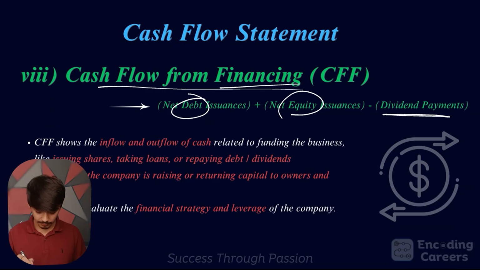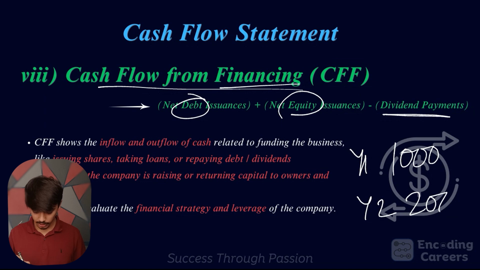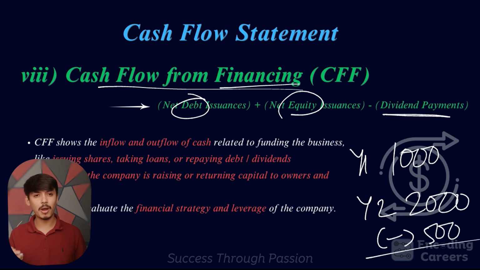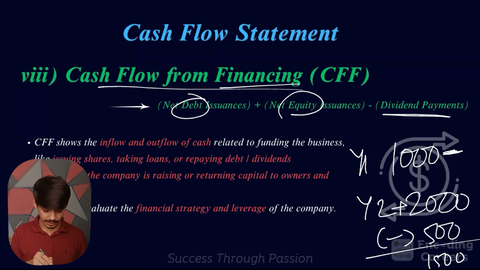So, for example, if we had a 1000 rupee loan for the previous year, year one, and in the current year we are adding 2000 worth of loan, and we are paying 500 worth of the previous loan. Now the net amount that we have will be 1500, because we have added 2000 and subtracted 500 of the previous loan. So 1500 is the net debt issuance for the current year.